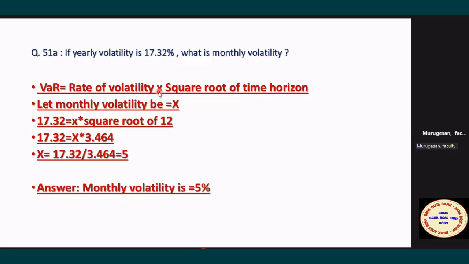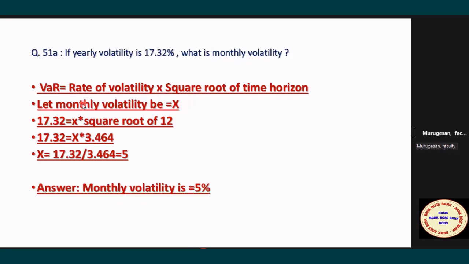You should know the formula, otherwise you cannot do it. What is the formula? The value at risk in percentage or value at risk in amount is equal to rate of volatility. What is the rate of volatility? Here, monthly volatility they are asking. So let the rate of monthly volatility be X. The question is X, you have to find out X.